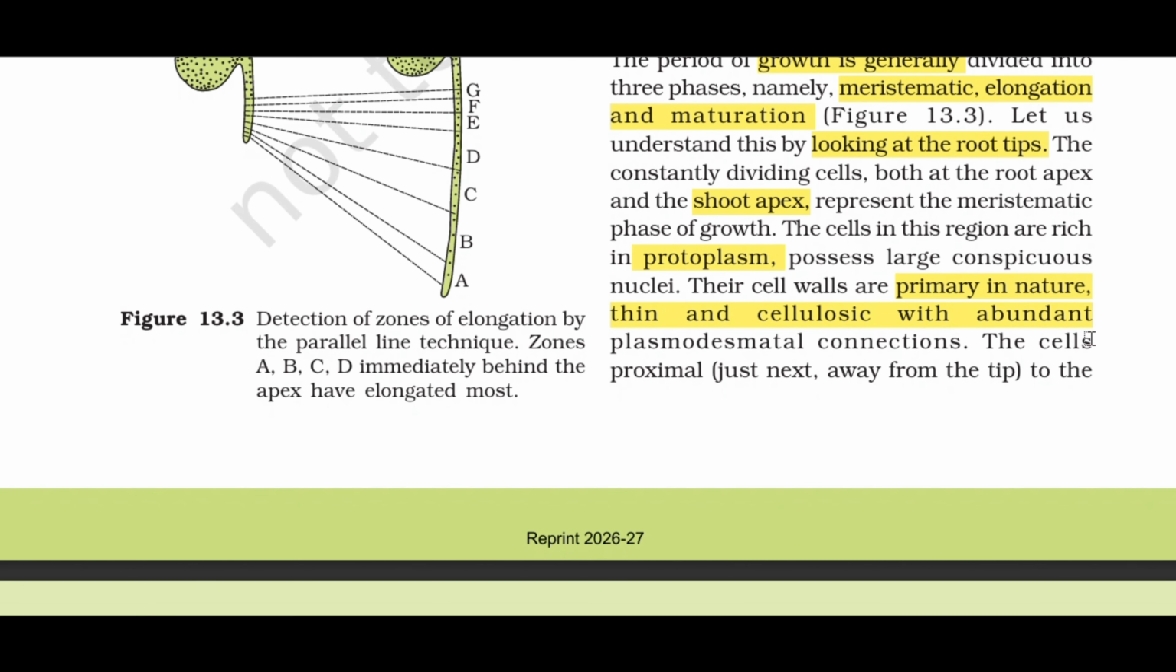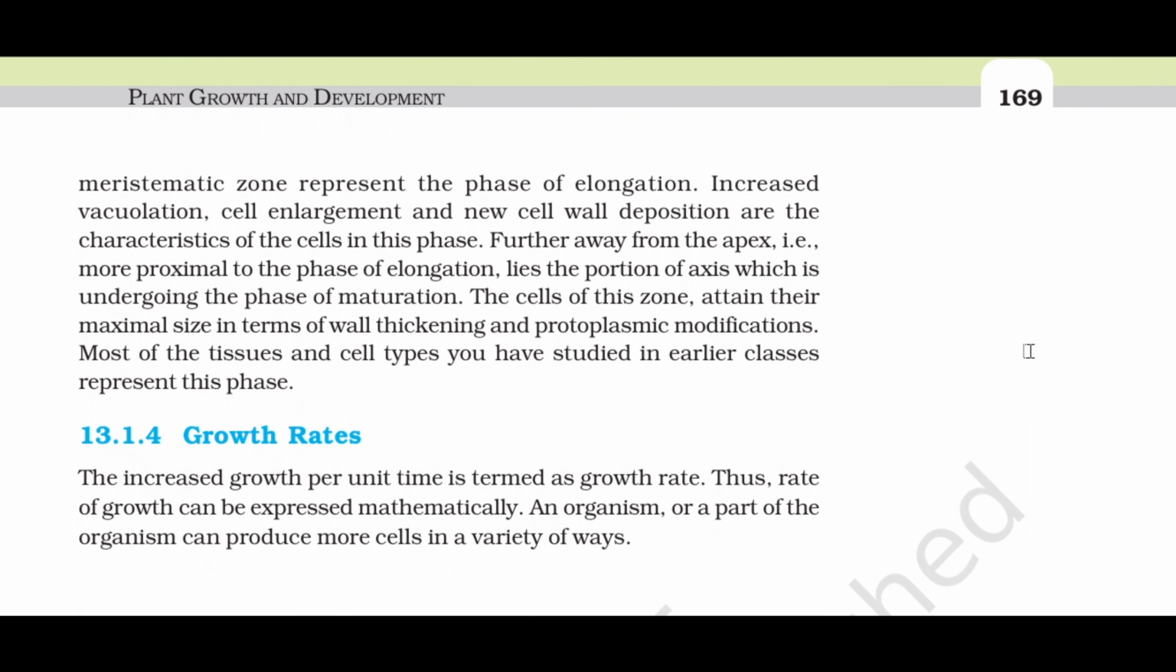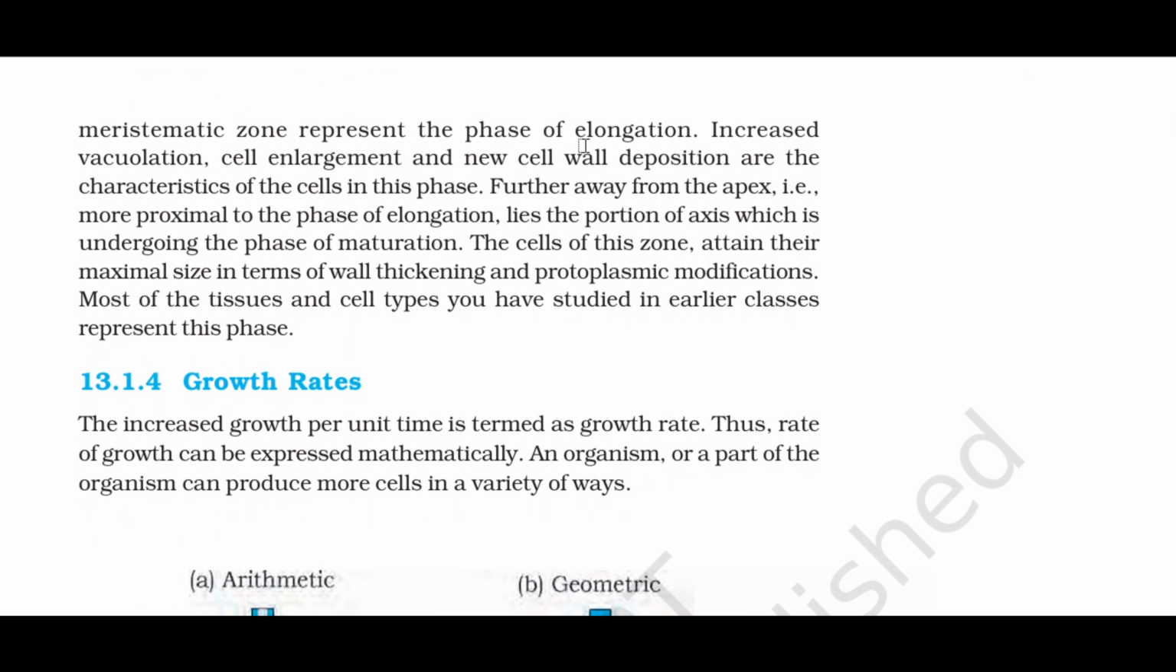The cells proximal to the meristematic zone, just next, away from the tip, represent the phase of elongation. Increased vacuolation, cell enlargement and new cell wall deposition are the characteristics of the cells in this phase.